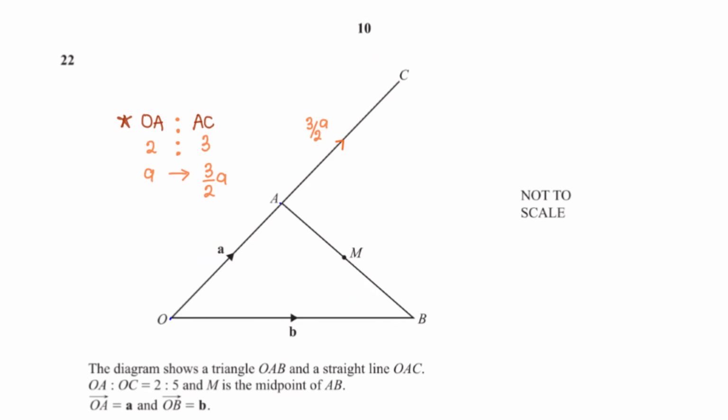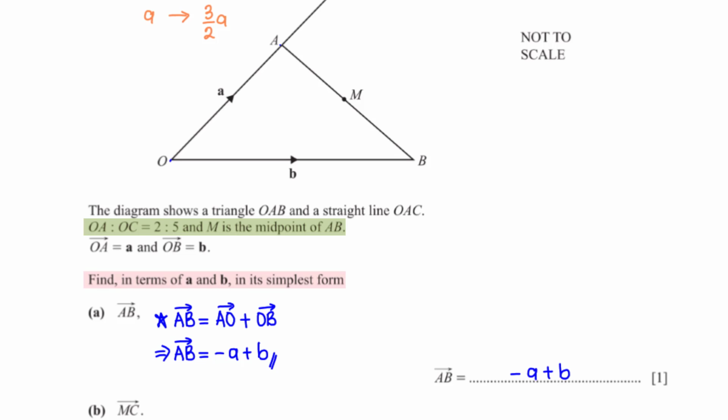The diagram shows a triangle OAB and a straight line OAC. OA is to OC equals 2:5, and M is the midpoint of AB. OA is a and OB is b. Find, in terms of a and b in its simplest form, AB. AB is equal to AO plus OB. AO is negative a and OB is b. And so our final answer here is negative a plus b.